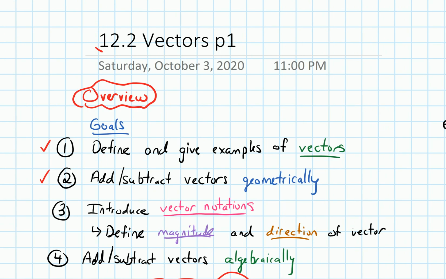All right, so in this video now, we have finished our third goal, which is that we've introduced some new vector notations, the ijk notation and the component form notation, and we've defined the magnitude, or in other words, the length of a vector, or the norm of a vector, and the direction of a vector.